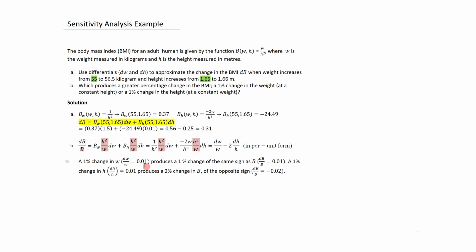dW over W is 0.01, whereas dH over H basically is 0.01. So make the substitutions, and we find you get a 2% change in B, but it's of the opposite sign. It's minus 0.02. That's after you make the substitutions in, you'll end up with a value of minus 0.02.